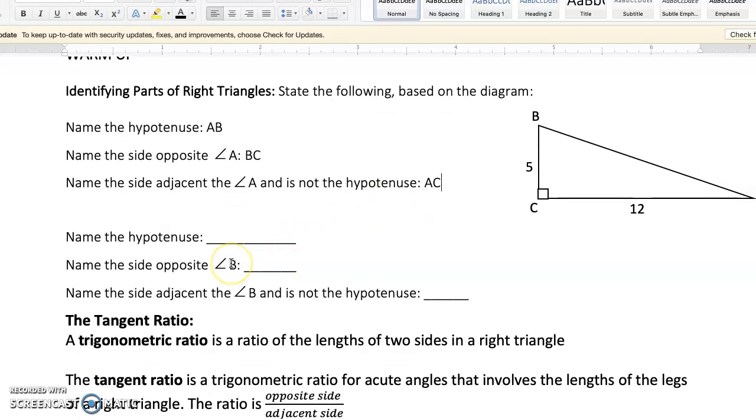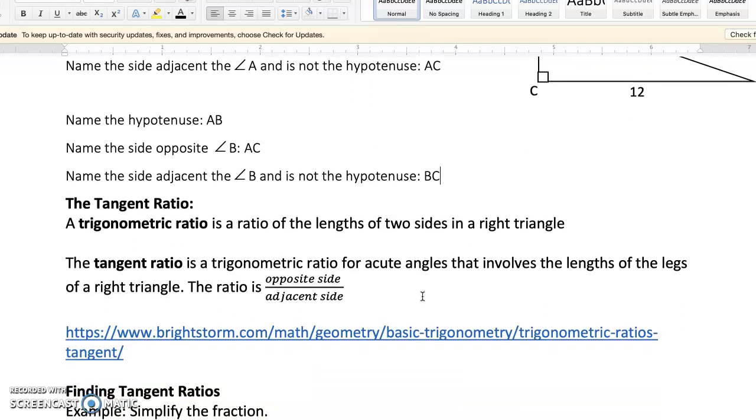Similar idea when we refer to a different angle: the hypotenuse never changes, so that's still going to remain as AB. But now when I'm referring to the opposite side of angle B, I go across the triangle and I notice that is side AC, that is the length of 12 units. And then the adjacent side, once again, is the other leg directly next to the angle, which is BC, that is a length of 5 units. If you rearrange the order of the letters when you name your sides, that's fine.